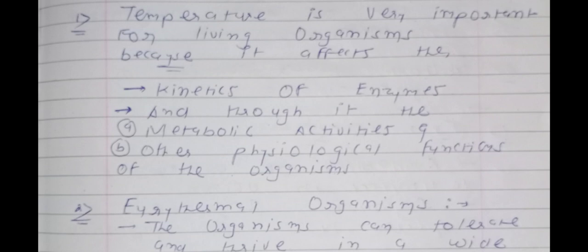So you will remember three things here. First thing: temperature is connected with blank, kinetics of enzyme. It is an MCQ. Second thing, it is connected with metabolic activities, and third thing, it is connected with physiological functions of the organisms. So these three are the MCQs from this first point.